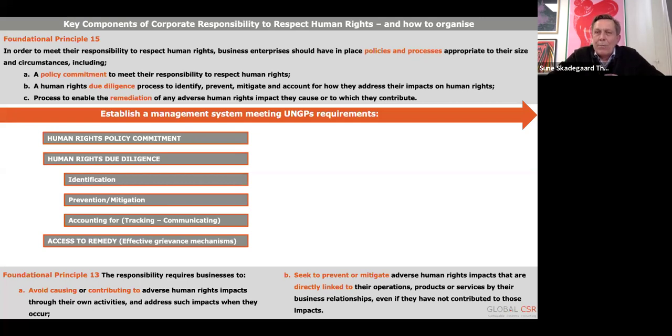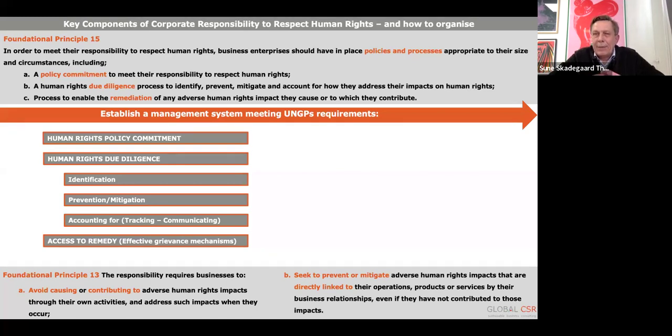This means that all businesses, no matter what size they are or where they operate, need to establish the management system that was outlined by the UN Guiding Principles in Pillar 2 in order to claim that they respect human rights. The management system consisting of the Human Rights Policy Commitment, the Human Rights Due Diligence process, and access to remedy through effective grievance mechanisms is, so to say, the backbone of that management system.